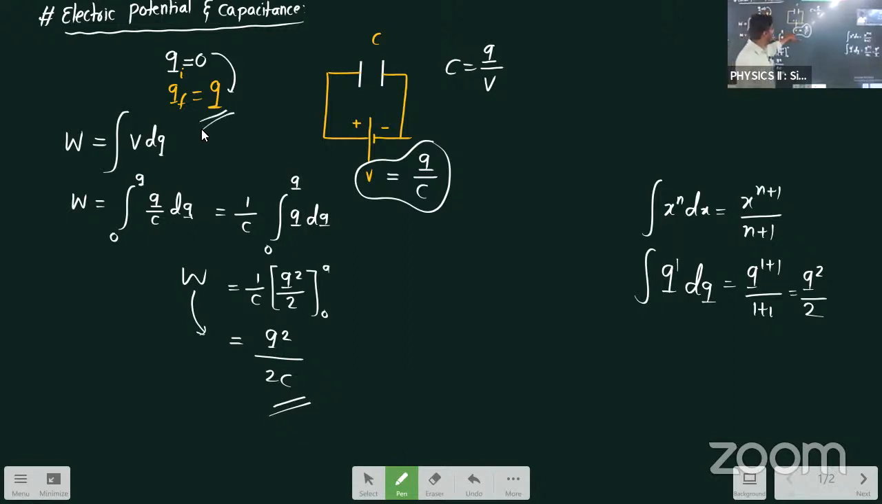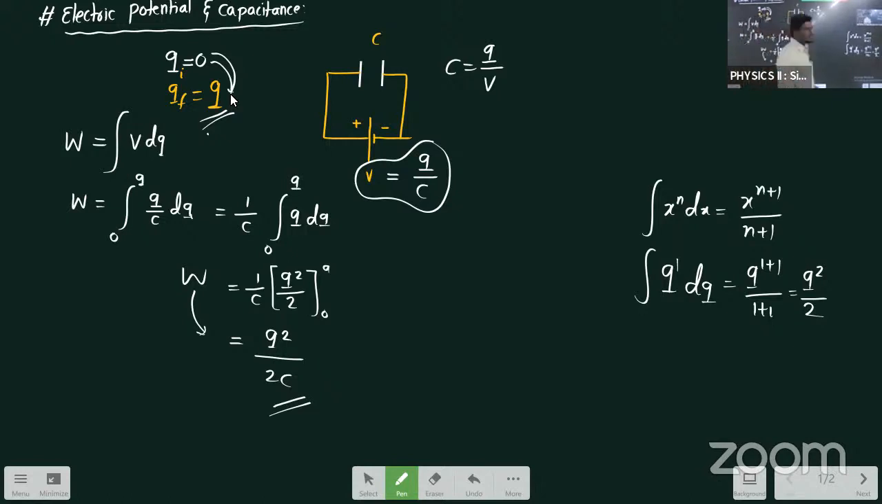So I know that potential is given as V is equal to Q by C, and the total work done in charging the capacitor from 0 to Q is given as W is equal to integral V dQ. Further is nothing but basic mathematics. I hope you understood this.